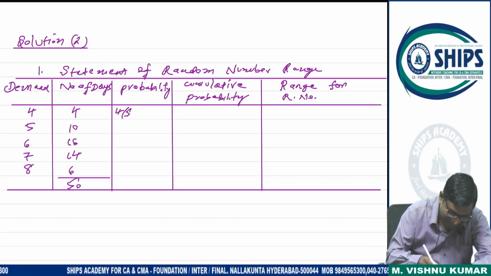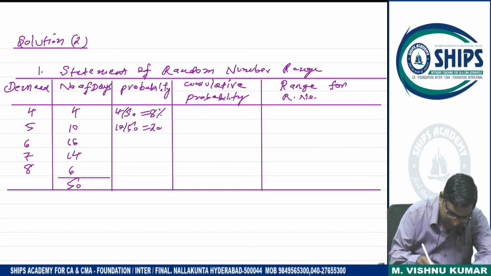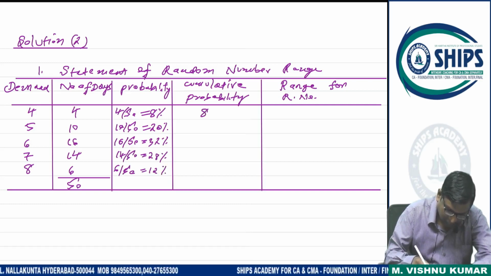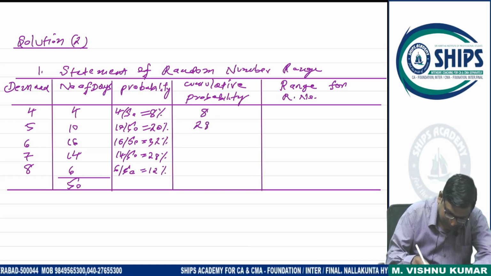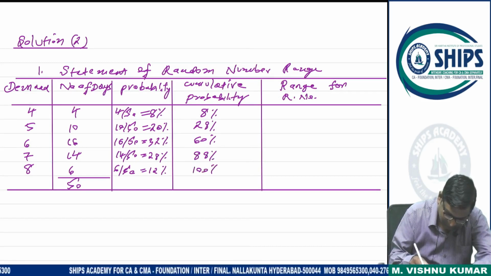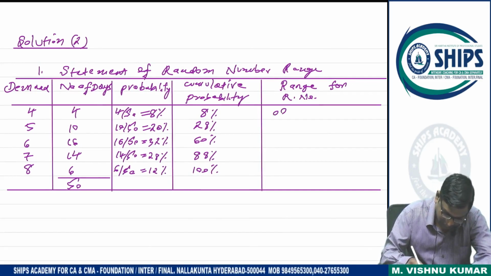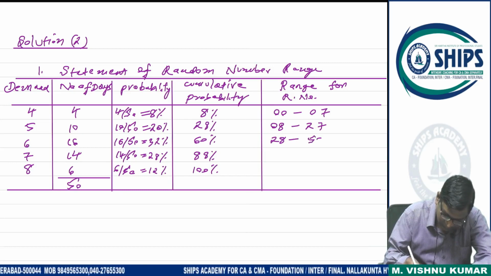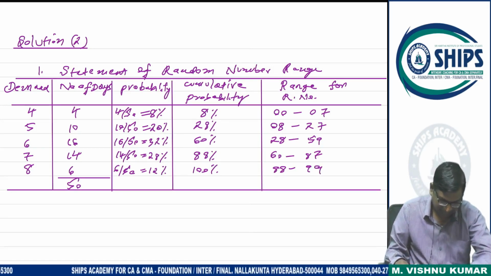So 4/50. So cumulative: 8, 28, 88. Okay, now the range for random numbers. First 00 to 07, then 08 to... So this is the statement of random number range. Okay.